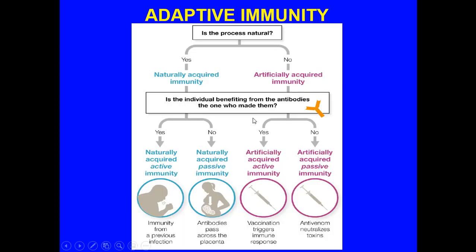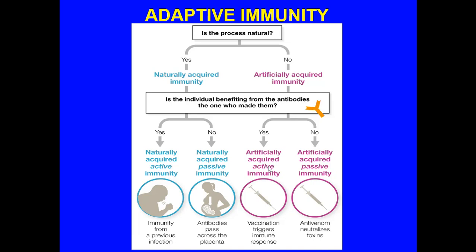So is the process natural? Yes. Naturally acquired immunity. The active acquired immunity would be from a previous infection. If it's a naturally acquired passive, it's antibodies passed across the placenta or through breast milk. They only last as long as the antibodies are there. What you really want is a complete active immunity, which means that you're going to have memory cells that are going to last for a much longer period of time.